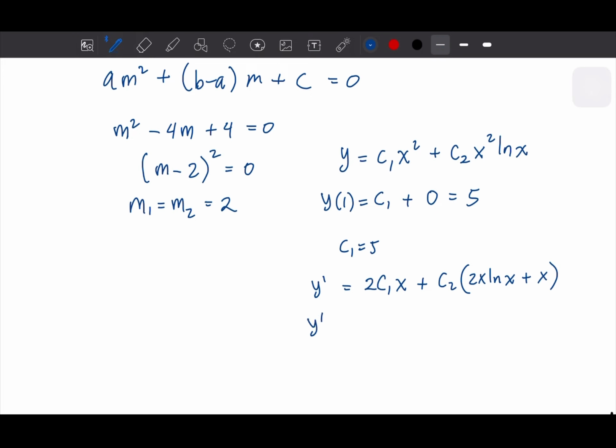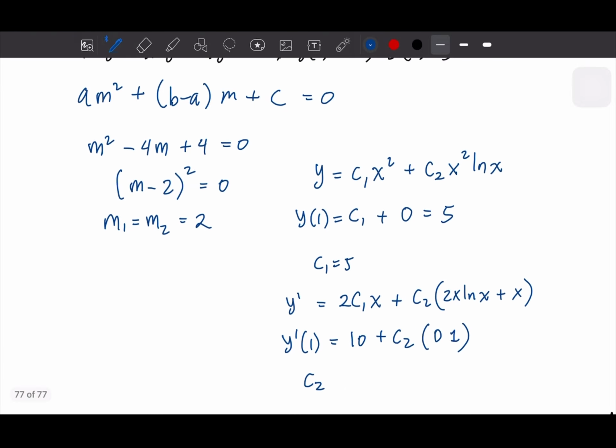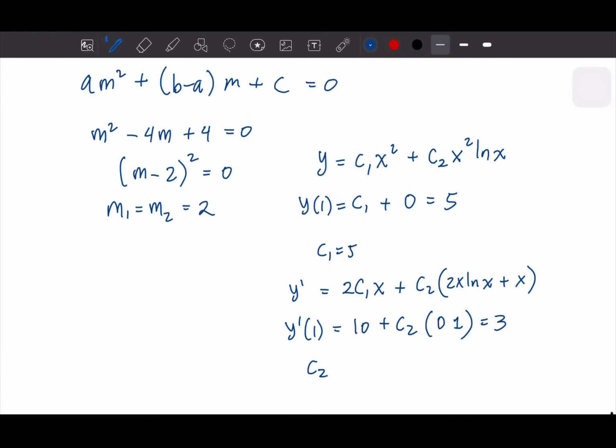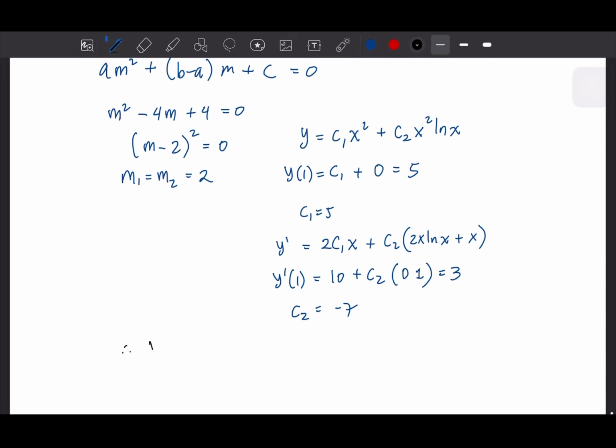And then y prime at x equals 1 is 2c1. c1 is 5, so we can take 10 plus c2. This is 0. This is 1. So c2 is equal to, this is equal to 3. So c2 is negative 10 plus 3, which is negative 7. So the result is y equals 5x squared plus, or minus, sorry, 7x squared ln x.